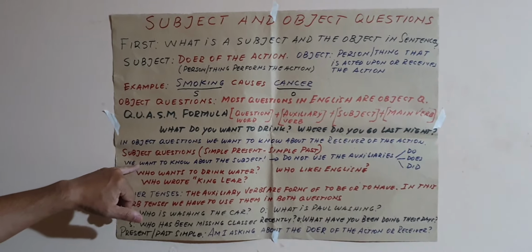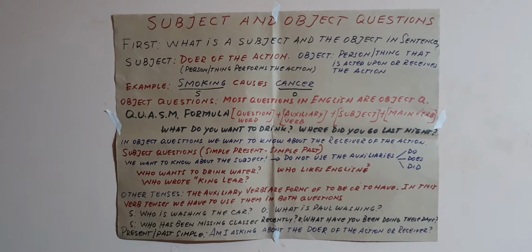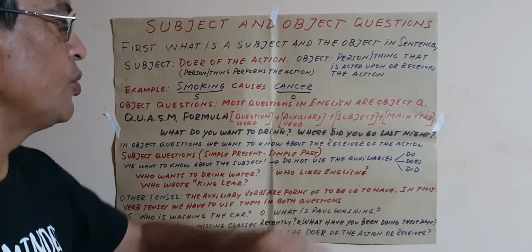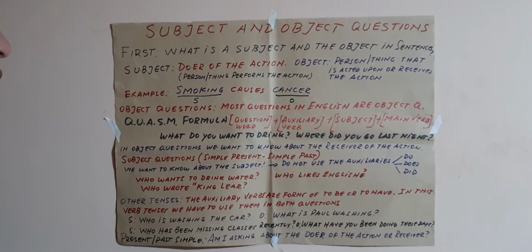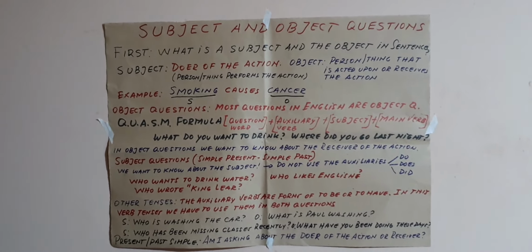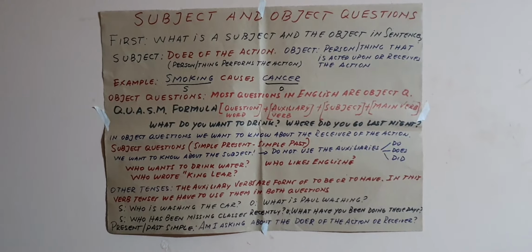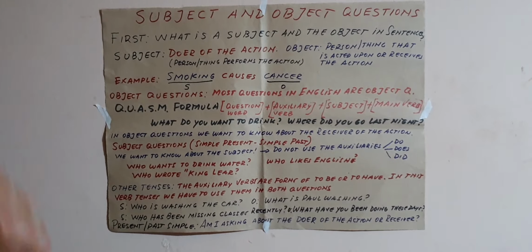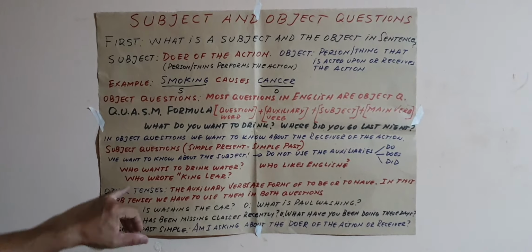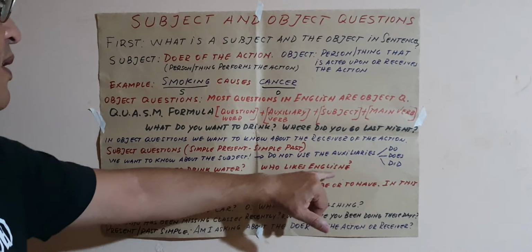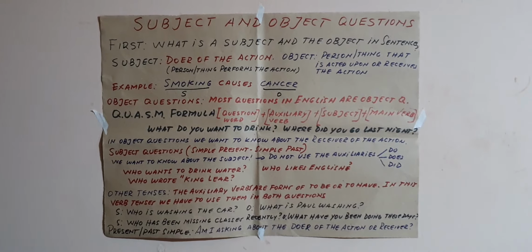For example, in subject questions, we want to know about the subject, and we are not going to use the auxiliaries do, does, or did. For example, look at this question. Who wants to drink water? Me, for example, or Peter. Who wrote King Lear? Shakespeare. Who likes English? Well, I suppose that everybody likes English.